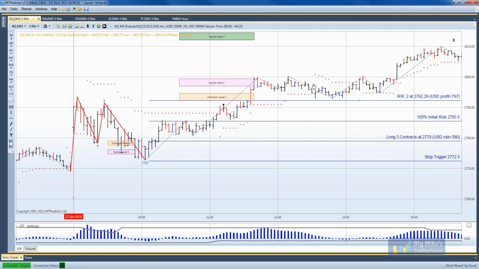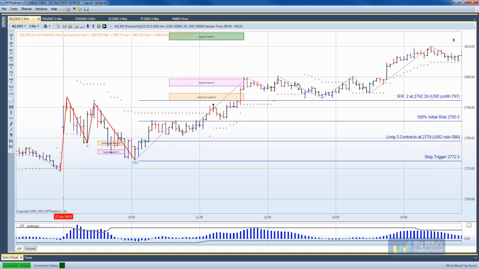If I look at another trade setup, I know we're not taking one just yet, but if I did it, whoops, I didn't mean to do that.